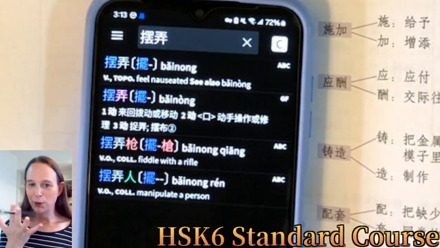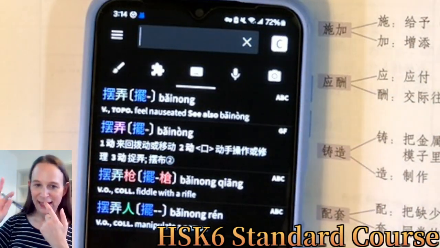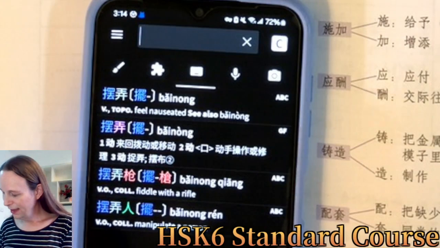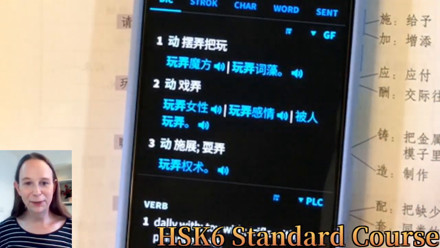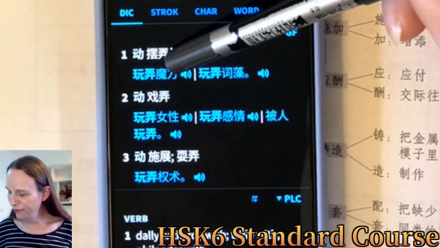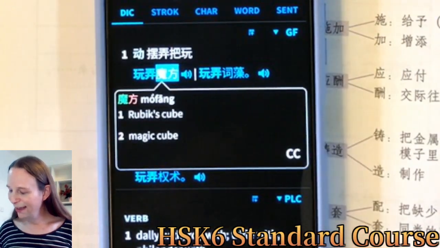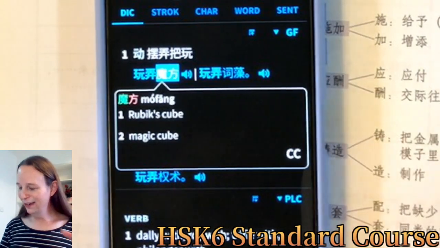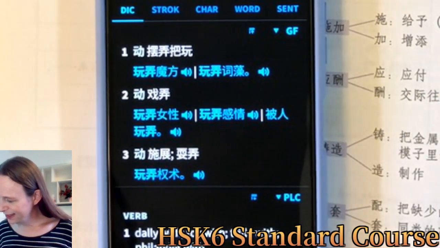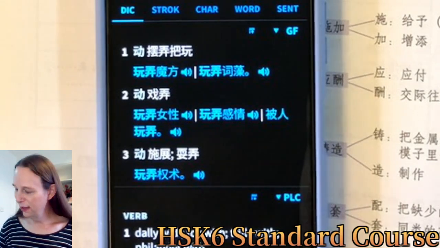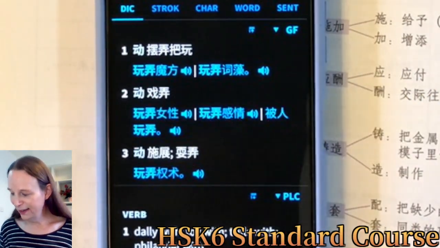So I like to 摆弄. I use pens, I 摆弄. 整天摆弄, what, need something to fidget with. 玩弄. What things can be fidgeted with? Or fiddled with? 玩弄. 模仿. What is 模仿? Formula, is it? Oh! Rubik's Cube. So you're playing slash fiddling with a Rubik's Cube. 玩弄. What? 词藻. Word kelp. Word algae. 词藻. Rhetoric. All right.